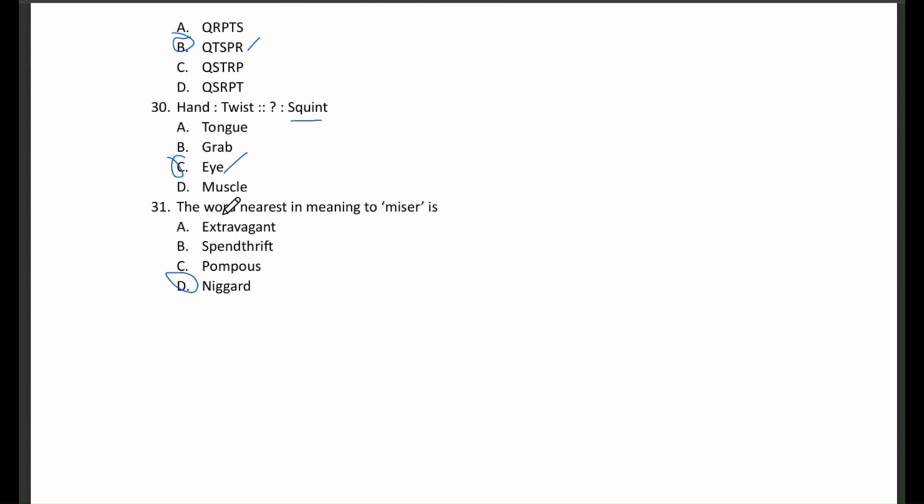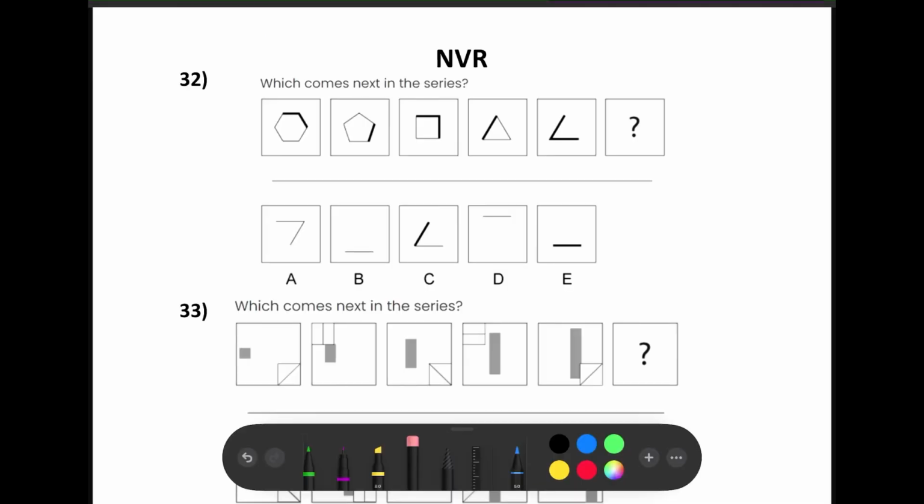This question asks, the word nearest in meaning to miser is. The options are extravagant, spendthrift, pompous, or niggard. The correct answer here is option D, niggard. A miser is someone who is very stingy with money, and the closest synonym is niggard, which also means extremely frugal or tight-fisted. Okay, that concludes this. So now I'm going to be going through the answers to the MBR section of this homework.